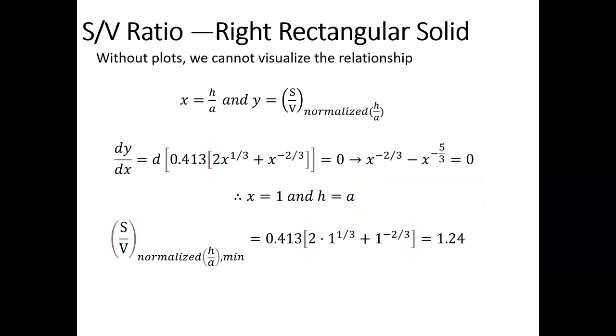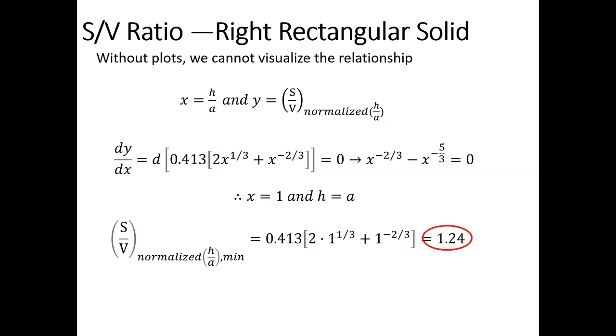So it's a roundabout way to show that the square is the most stable rectangular solid, the cube, I'm sorry. So we take the derivative of the normalized, etc., dx by dx, and we found that x equals 1 and h must equal a. And we put it into our equation, and we get 1.24. So that's kind of cool. I think we kind of expected that, but it's still good to see the relationship all worked out.